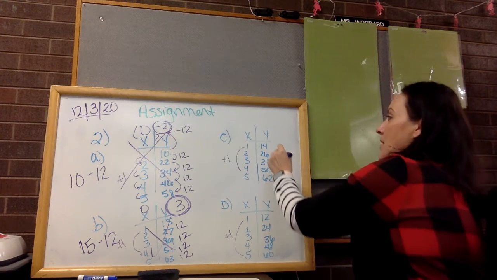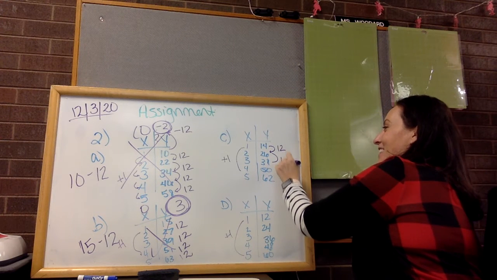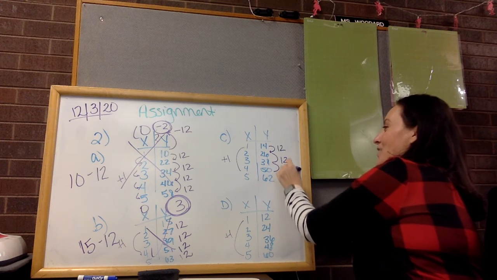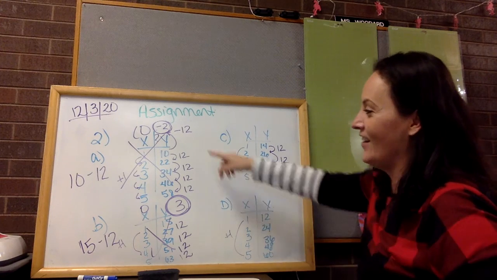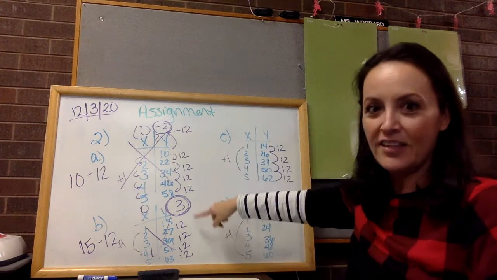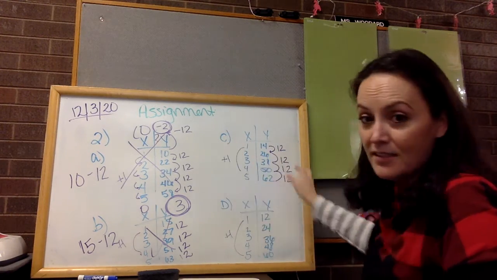C, we're doing the same thing. What's happening? 14 to 26 looks like it's 12. 26 to 38 looks like it's a 12. 38 to 50 is a 12. 50 to 62 is a 12. Notice that I love these examples because the difference is 12. It's the same rate of change that's happening both with the X's and the Y's.